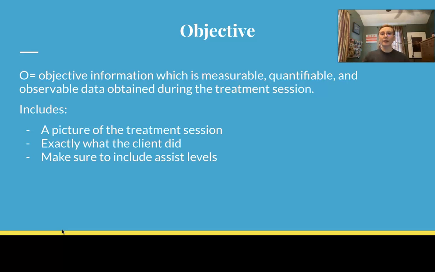And then your objective is all of the information that you gathered about that client that is measurable, quantifiable, observable. This is your evaluation, right? So this is all of the assessments that you've done with the client. This is everything that you've done in a treatment session. It's exactly what you did with the client, and it must include assistance levels. So from an evaluation perspective, this is your observations and evaluation of the client. In your treatment session, this is exactly what you've done with the client.